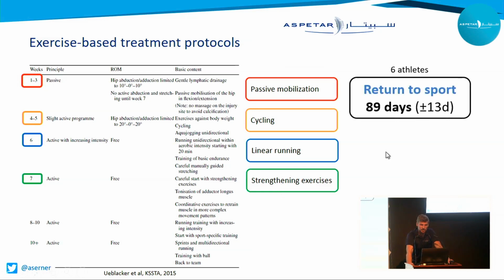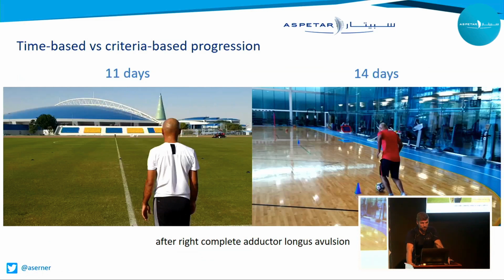And what will that give us in these 6 athletes? It's about the same time period, naturally, because we're looking at plus 10 weeks for return to sport. That's what it says here. On average, they had 89 days to return to sport, and there wasn't that large variation between the players in this cohort, or in this case series. But there's a difference between doing these time-based rehabilitation protocols versus criteria-based progression protocols.